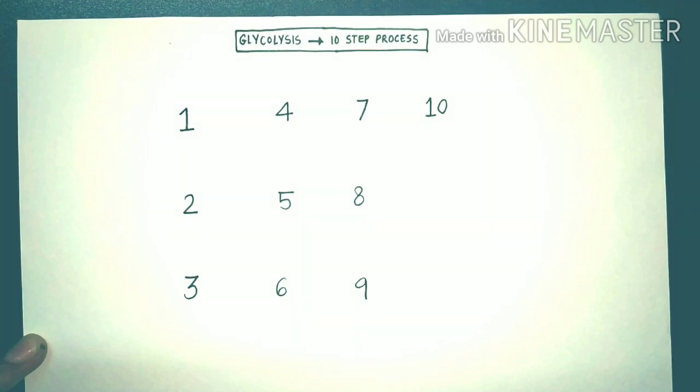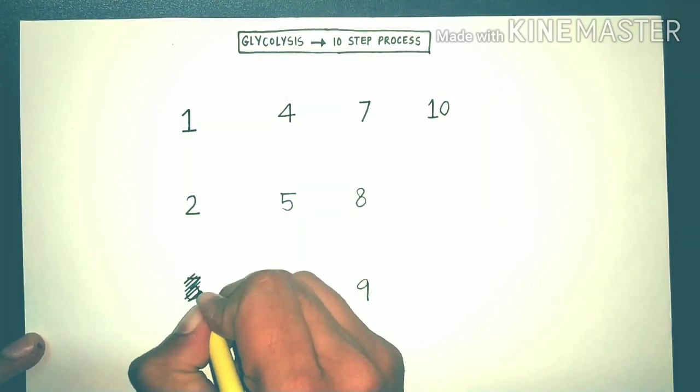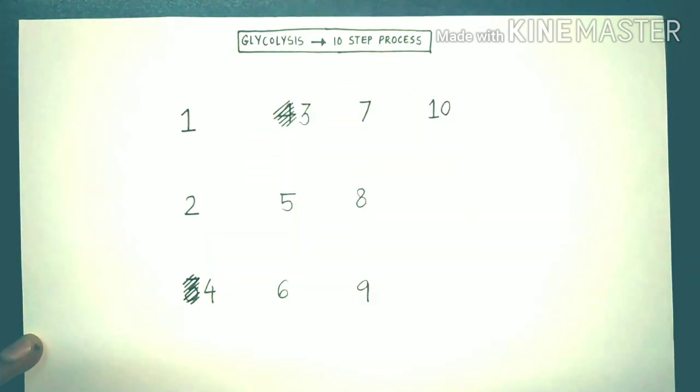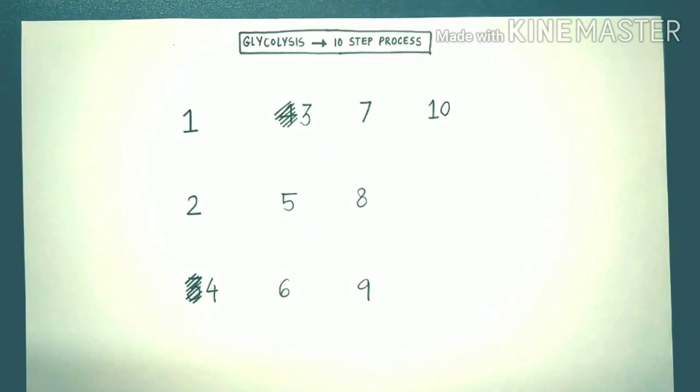Now we will exchange the positions of 3 and 4. Where we had written 3, there we will write 4 instead, and where we had written 4, we will write 3 instead. Okay, now our skeleton is ready. Now let's blow some life into it.